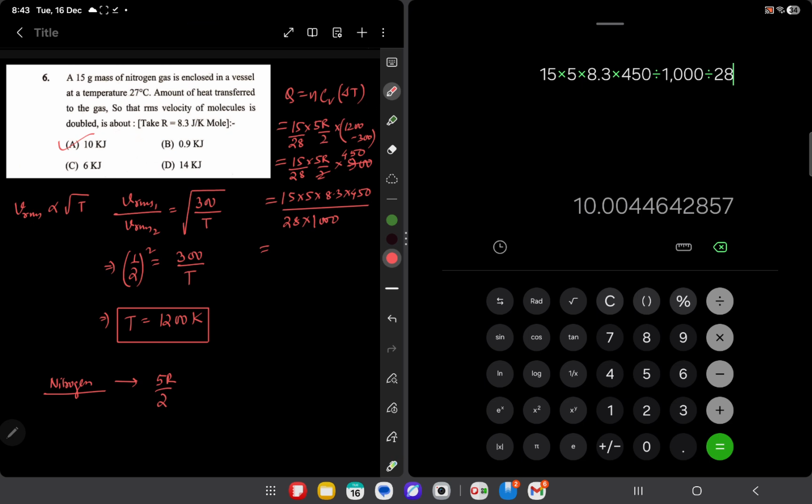Why do you need to apply n Cv delta T? Because it is an enclosed vessel. Enclosed vessel means the volume should be constant, so you need to apply Cv. And R is given per mole, so this should be n Cv delta T, not m Cv delta T. This we can't apply because R is given per mole. Just put the values, you will get around 10. So this one should be your answer.